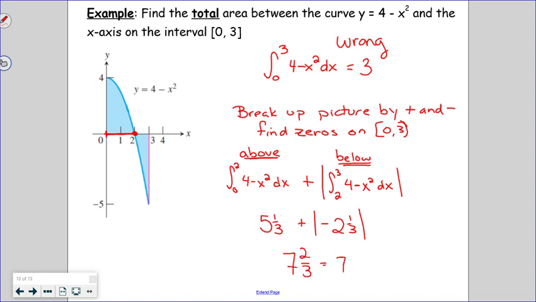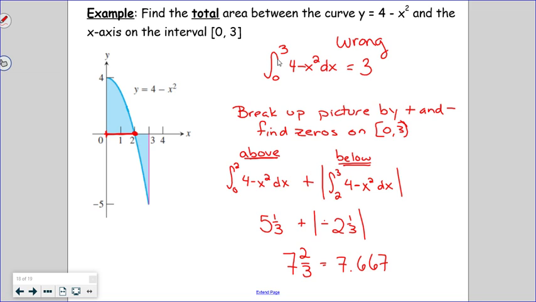Or 7.667. And can you see that if I put those two parts together, that's why we got an answer of 3 up here? Because if I had taken that as the negative 2 1/3, it would have been a total of 3 together. So look for those directions.